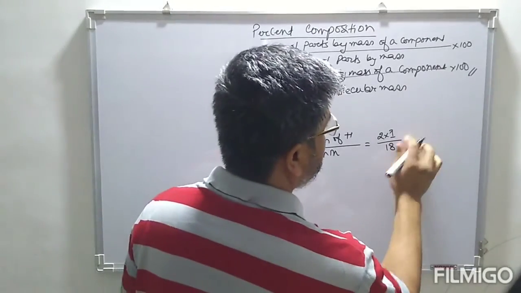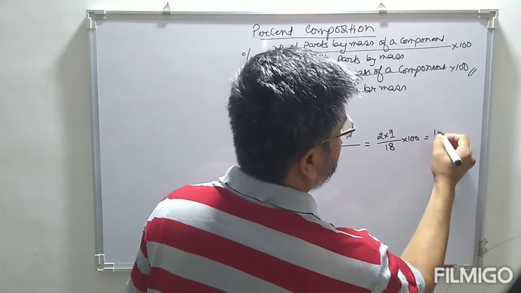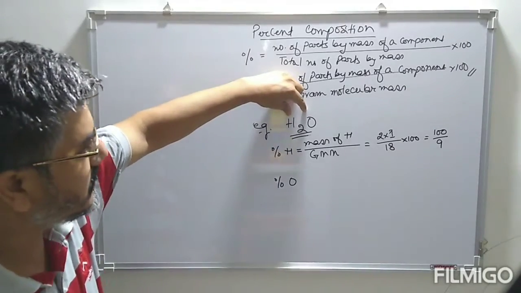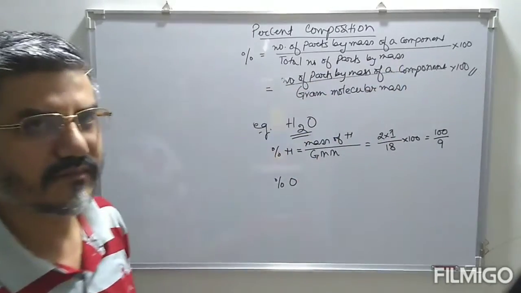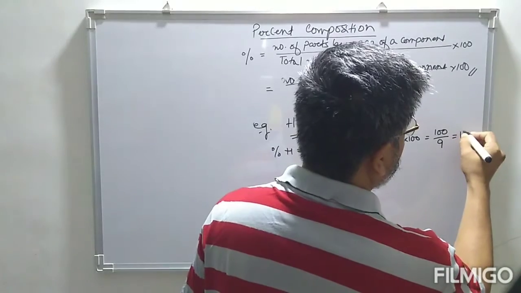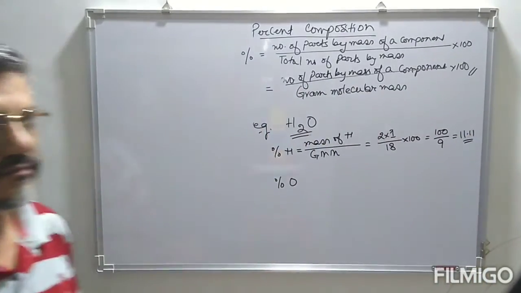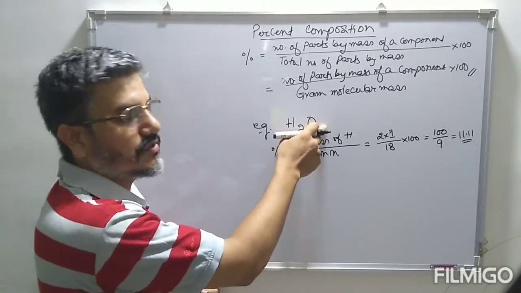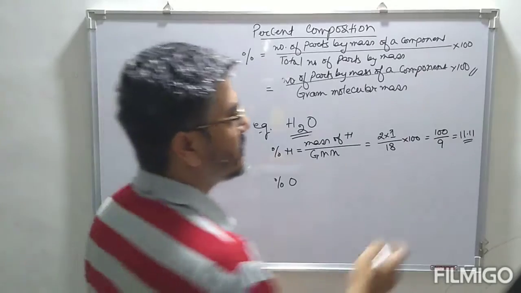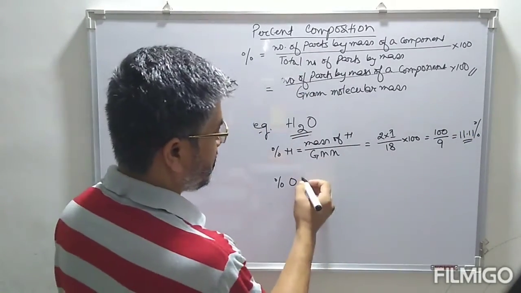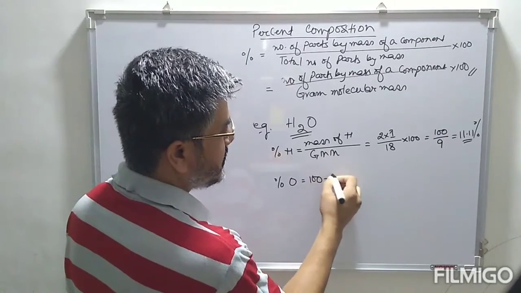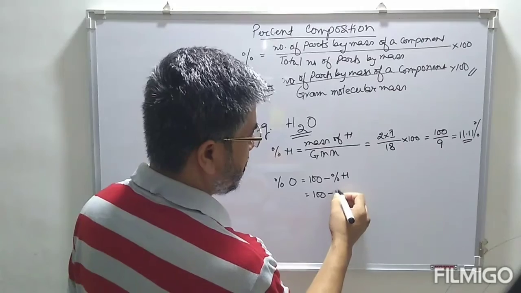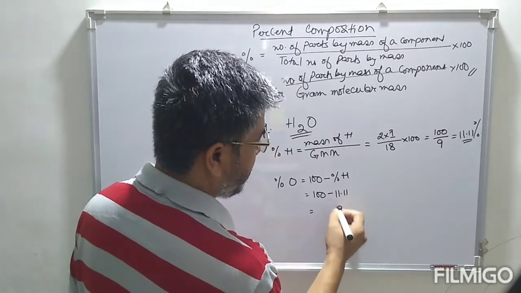So we have looked at this. So the percentage of hydrogen in water is, so this is 11 point something. Now look at this percentage of oxygen. In this given molecule of water, we have hydrogen and oxygen. The percentage of hydrogen is 11 point something. If the percentage of hydrogen is 11 point something, then the percentage of oxygen is 100 minus percentage of hydrogen. So this equals 100 minus 11.1.